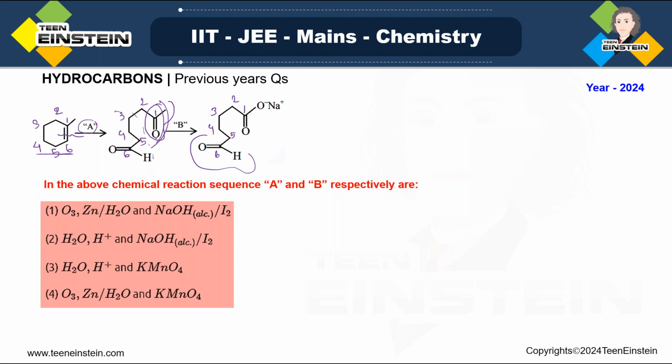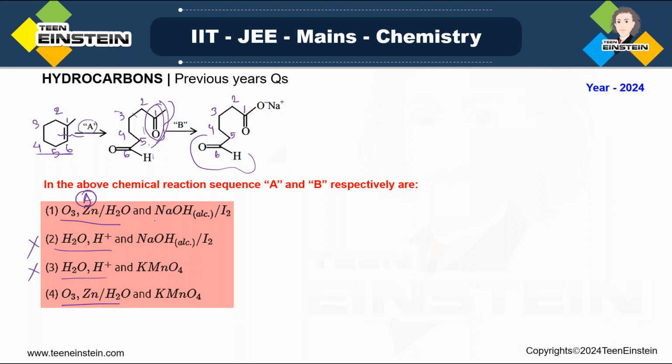Now come to the options. The first step is ozonolysis with reductive workup, that is the final step, we use some reducing agent. So it must be either option 1 or option 4, because the other reagent is not possible. It is ozonolysis, so ozone gas must be present with Zn/H2O as the reducing agent. So this is the first reagent we need to use. So this must be A. Our A is present in options 1 and 4, so these two we can keep and cancel the others.